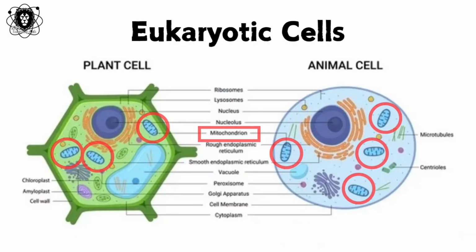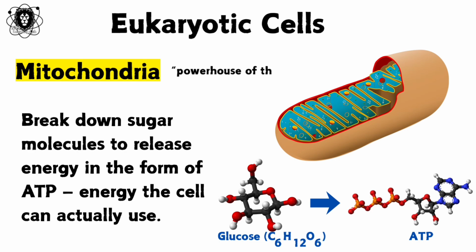Next, the mitochondria. You might have heard them called the powerhouse of the cell. They break down sugar molecules to release energy in the form of ATP, energy the cell can actually use.